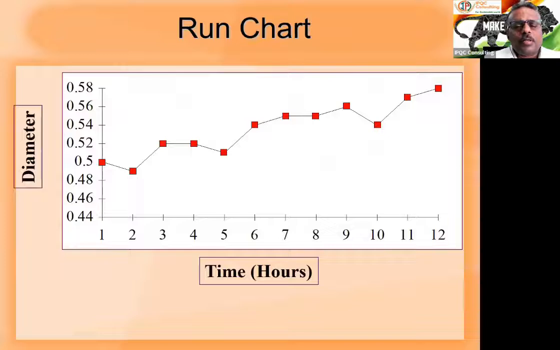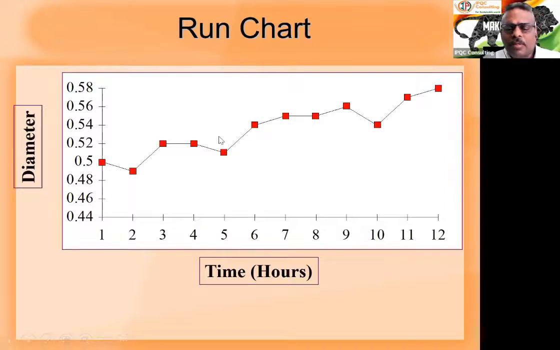So run chart, I said, is just capturing real-time information over a period of time. You see the x-axis is the time. Suppose you are capturing one data point every hour, you capture the data about the process. So you plot that over 12 hours. You just try to see the process related information, it may be diameter, it may be anything, and the y-axis is shown here.